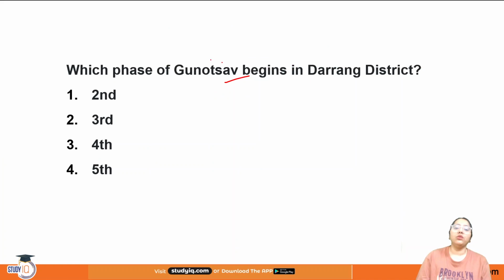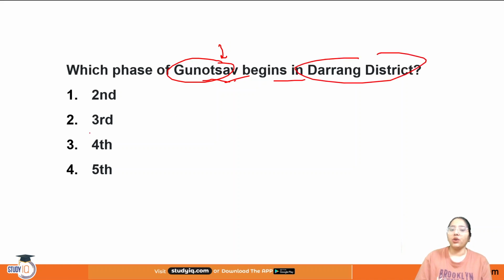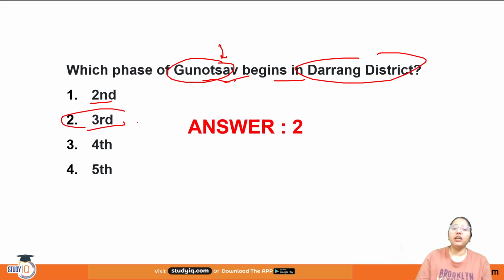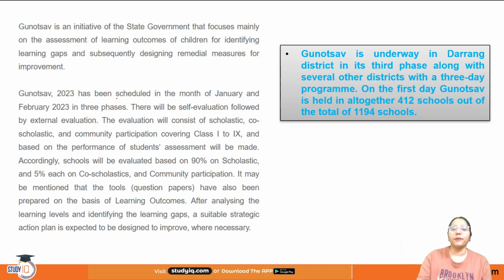Next question is about the Gunotsav. So here we will discuss the Gunotsav itself. Which phase of the Gunotsav begins in the Darrang district? Options are second phase, third phase, fourth or fifth phase. The correct answer will be third phase begins in the Darrang district.